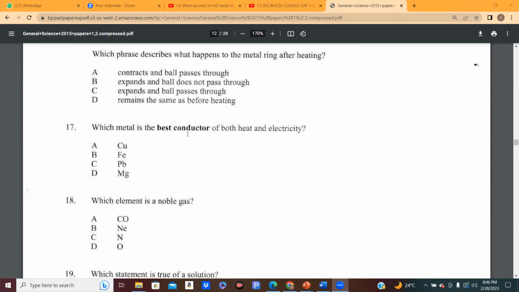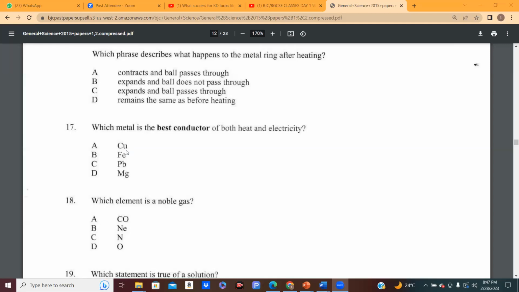A. A, very good. What metal is A? What is CU? I don't remember. You don't know, so why did you choose A? I remember seeing it in my book. Okay, it is CU. What is CU? Copper. Very good. Yeah, CU is copper.